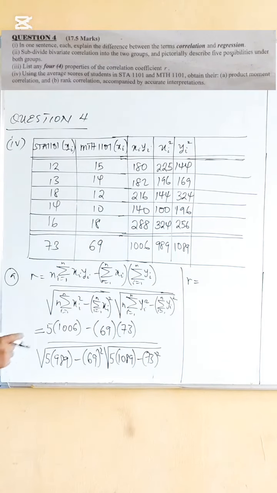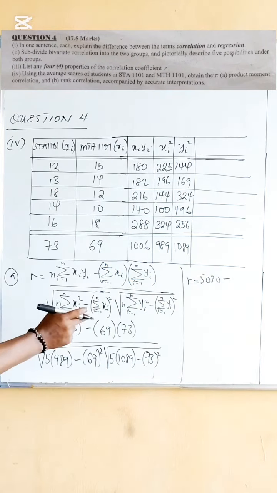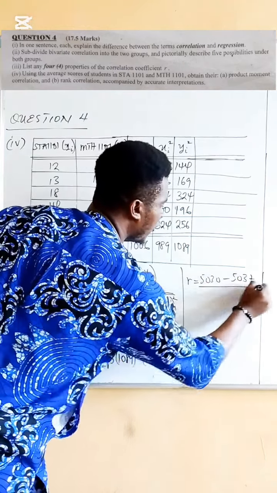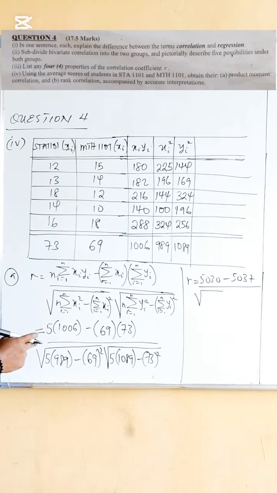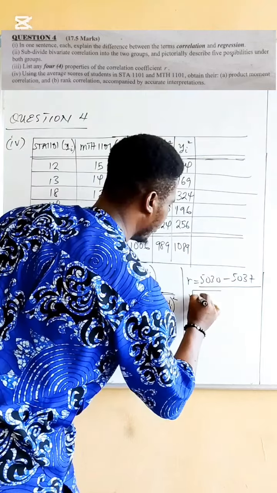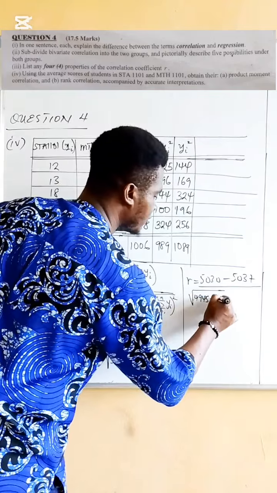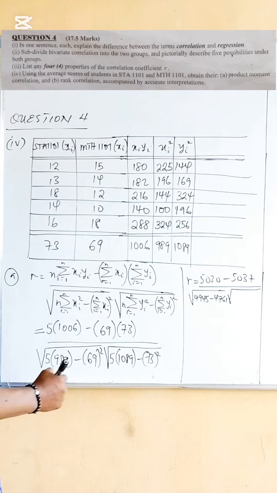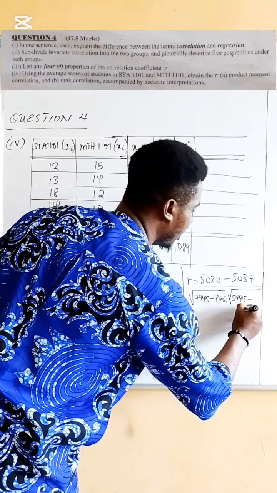So we have R equals 5 times 1006 will give us what? 5030 minus 69 times 73 will give us what? 5037, all over. Coming over here, we would have the square root of 5 times 989 gives us what? 4945 minus 69 squared gives us what? 4761, times the square root of 5 times 1089 gives us what? 5445 minus 73 squared, 5329.